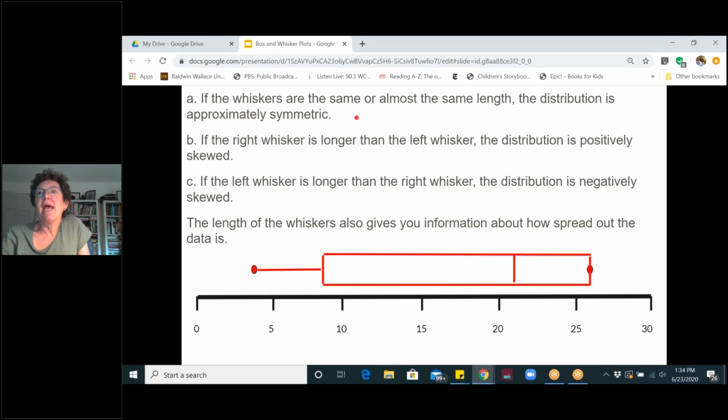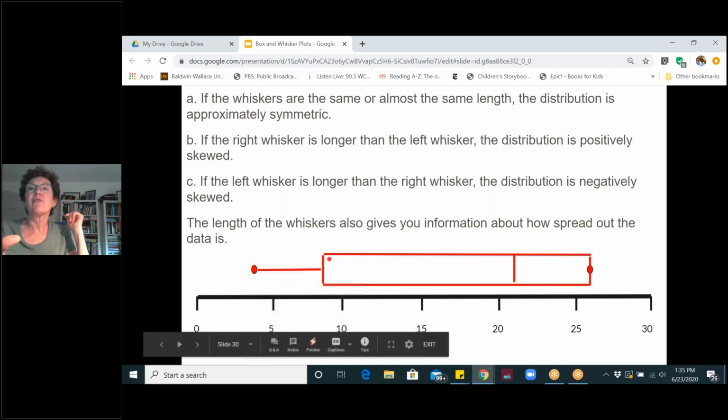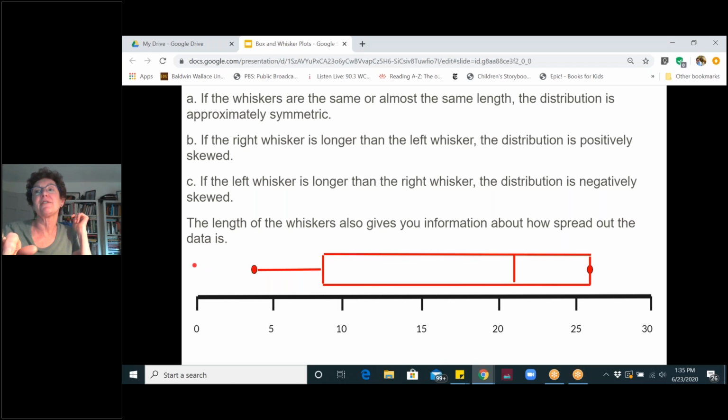This is talking about, again, we're back to that same idea of symmetry and skewing. If our whiskers were approximately the same length, we would think about our distribution as being symmetric. But if the right whisker is longer than the left whisker, which it is not, our data would be positively skewed. Remember that ball of string where we'd be pulling the data to the positive? Actually, our left whisker is longer than the right, so we're pulling our data this way. Our distribution is negatively skewed.